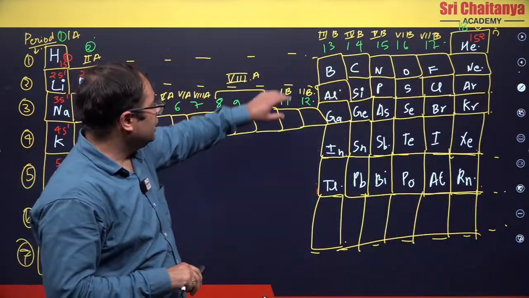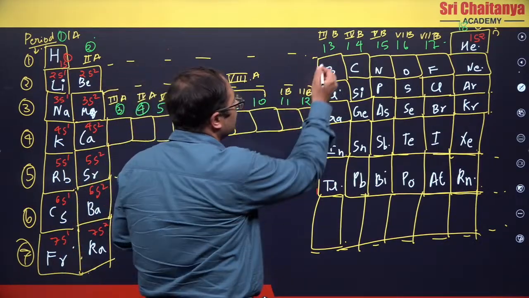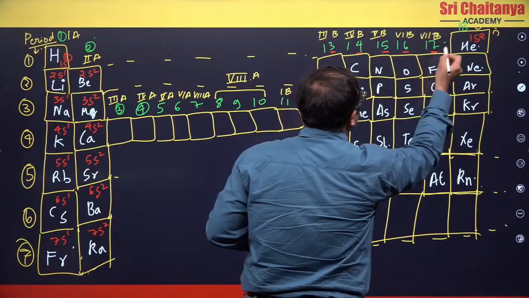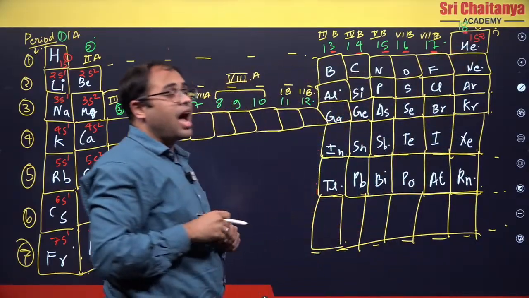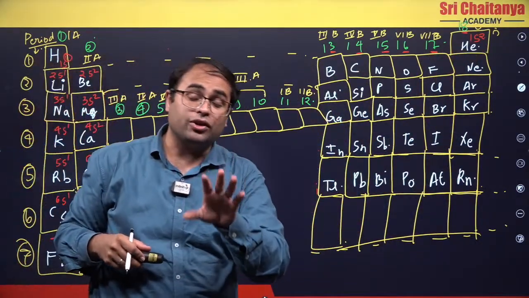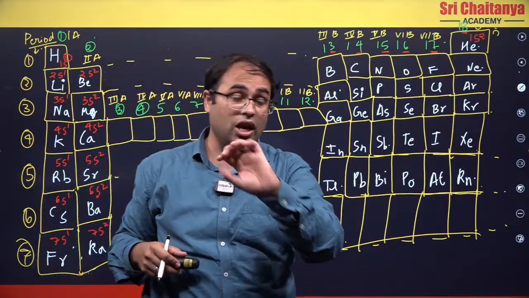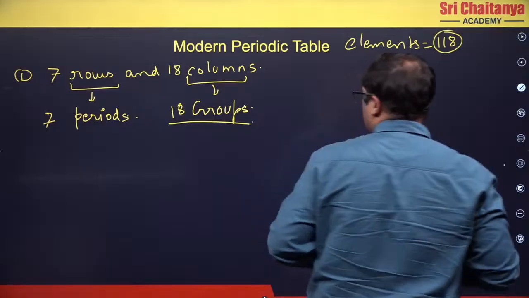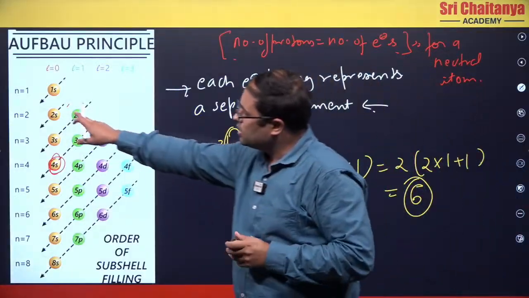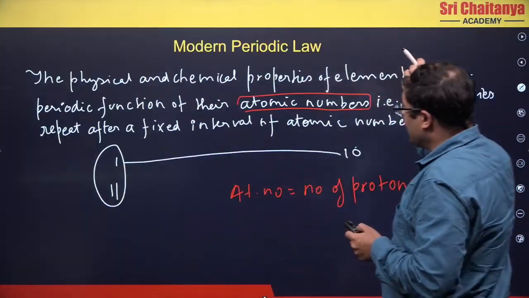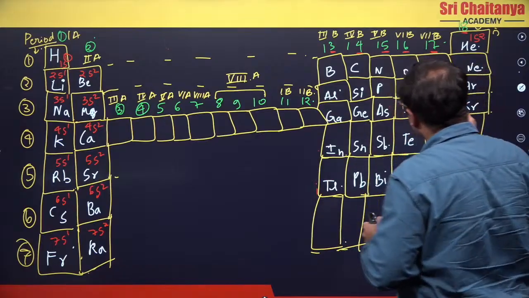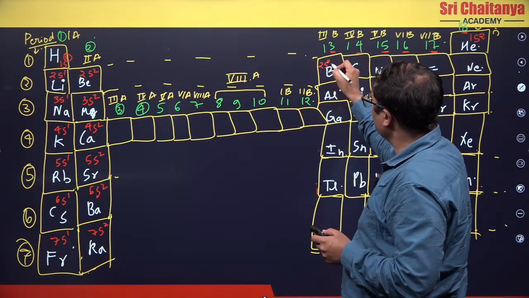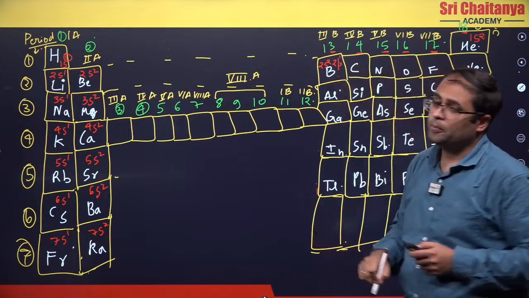Understand that in the 13 group, this last number is important. After the 13 group, this last number tells you the total number of electrons in the valence shell. Understand that after 2s, what will fill? If you see back, after 2s, 2p has to fill. So that is exactly what is going to happen. So the configuration of this will be 2s2 2p1.